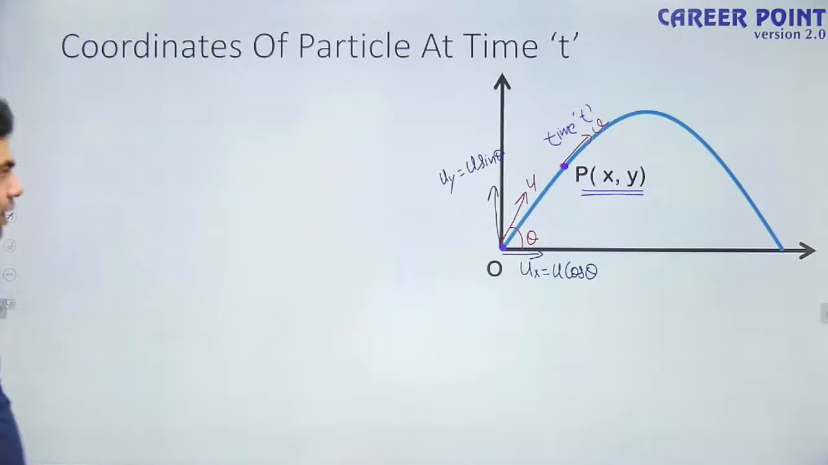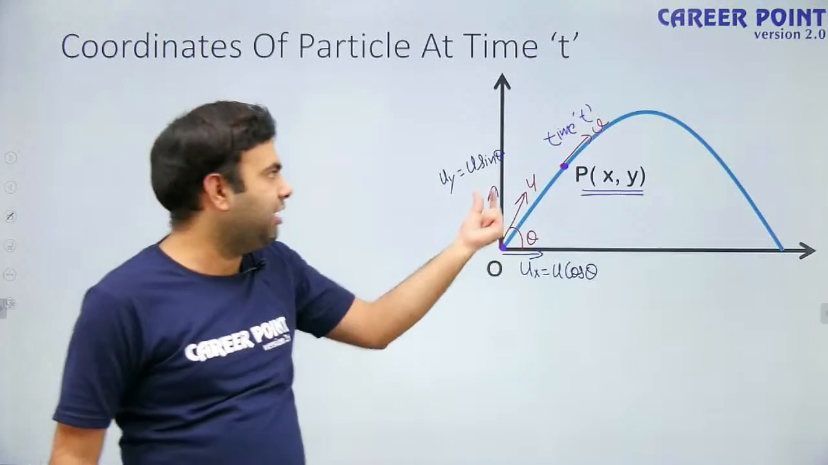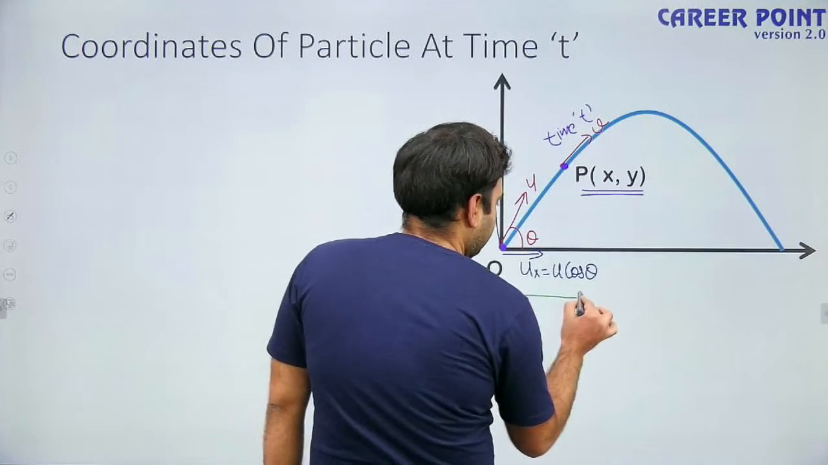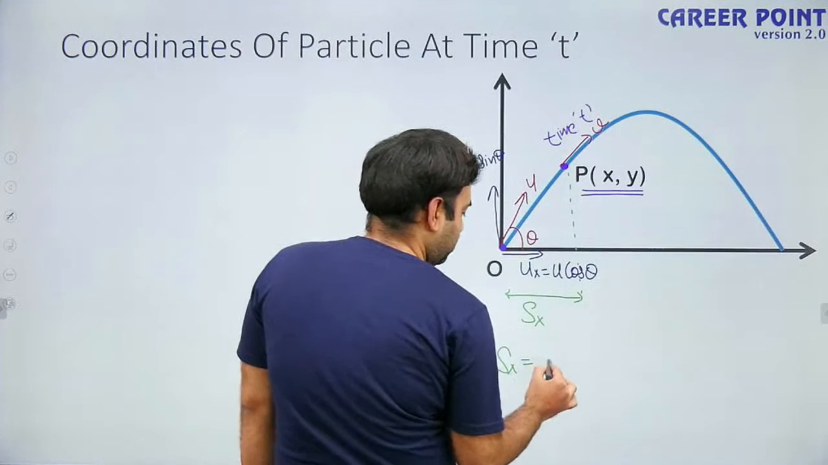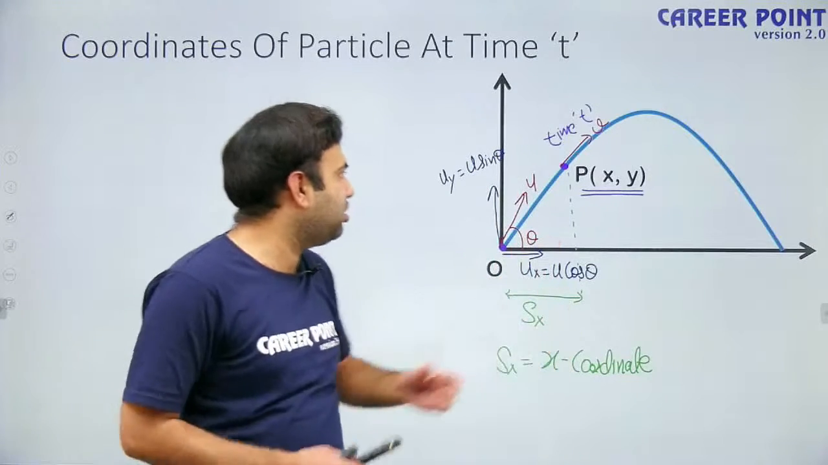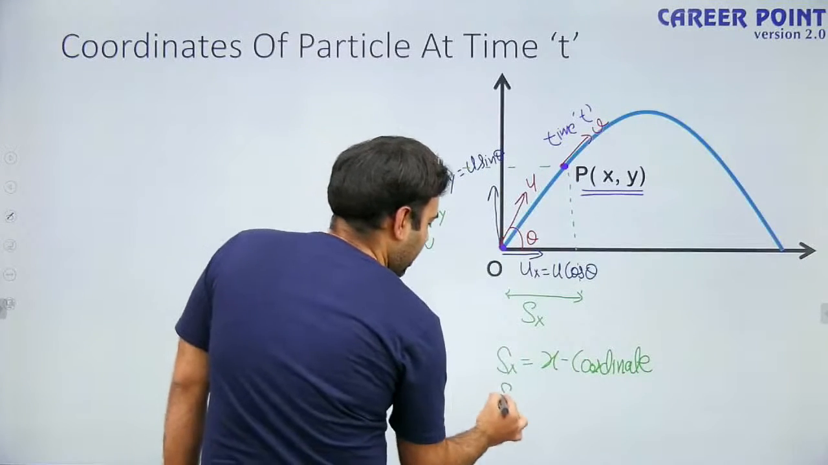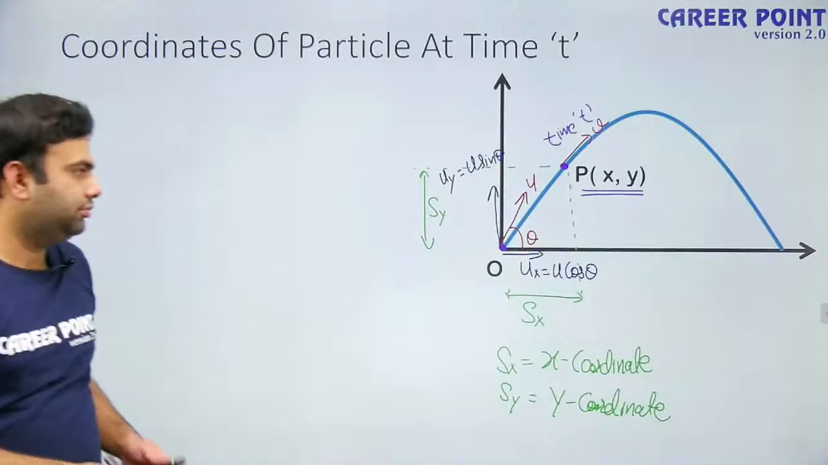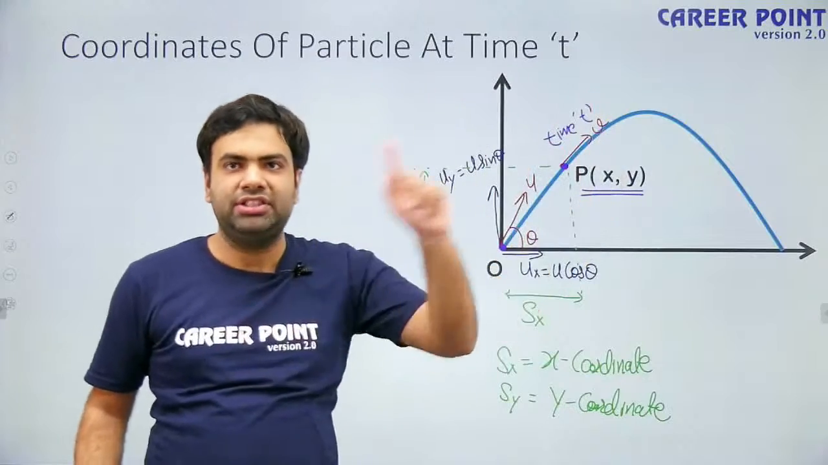Okay, also if we want the x coordinate and y coordinate of this particle after time t, what we can do? Listen carefully. The displacement in x direction, that is sx, is equal to x coordinate. Displacement in x direction is x coordinate, and displacement in y direction, sy, is equal to y coordinate. Is it clear? If the particle is moving from here to here, it is not having straight line motion, it is having a curved path. Okay, this is parabolic motion.